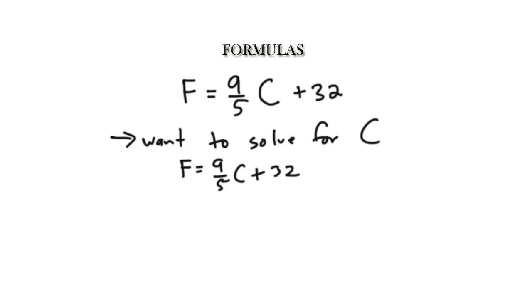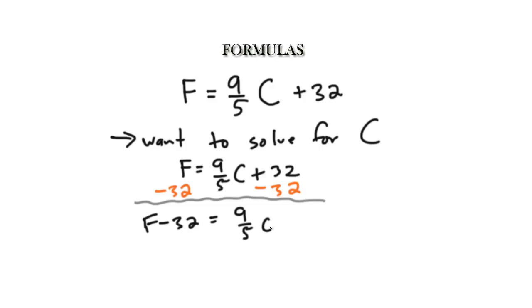The first step would be to minus 32 from both sides. So let's rewrite that one more time here: F minus 32 is equal to 9 over 5 C, because the plus 32 and minus 32 cancel. Now the next step is to divide both sides by 9 over 5, but when you're dividing by a fraction, it's the same thing as multiplying by the reciprocal. So let's multiply by the reciprocal, and the reciprocal of 9 over 5 is just 5 over 9.